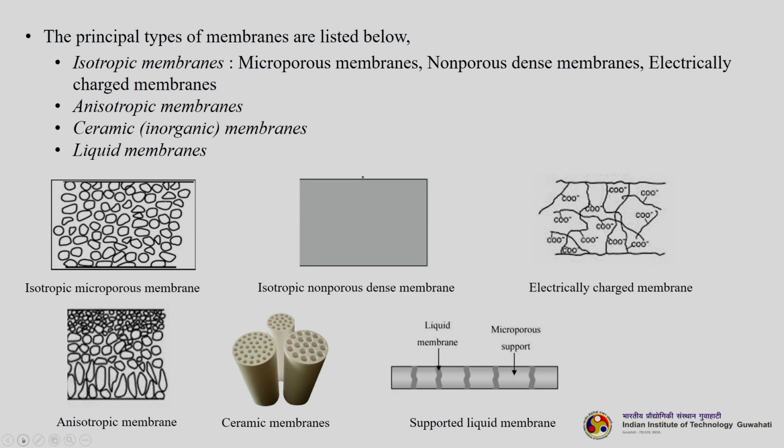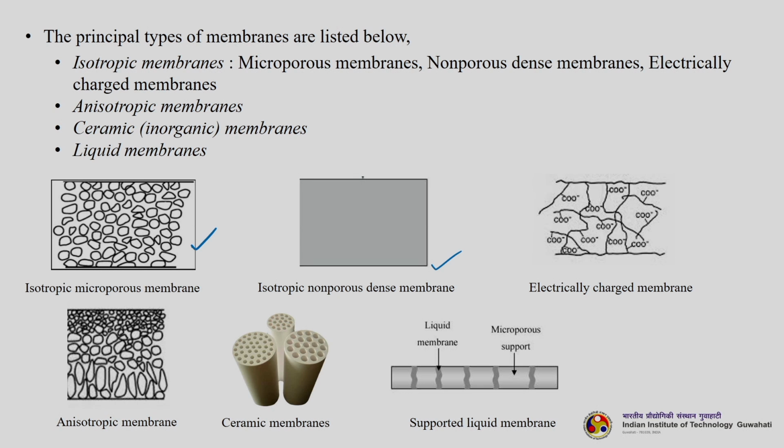So, basically we can group them into isotropic membranes, anisotropic, ceramic or inorganic membranes and liquid membranes. Isotropic membranes are basically microporous membranes, they can be non-porous membranes also, or electrically charged membranes. In an isotropic microporous membrane you can see the membrane pore sizes are more or less homogeneously distributed. And we have a non-porous dense membrane which looks something like this. So, this is also isotropic, anisotropic, it is homogeneous in nature.